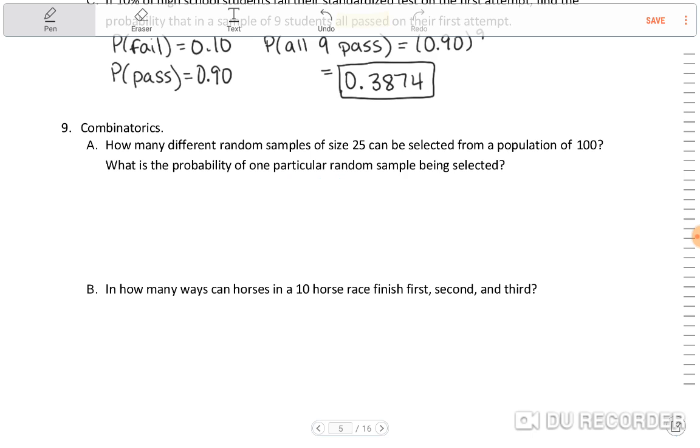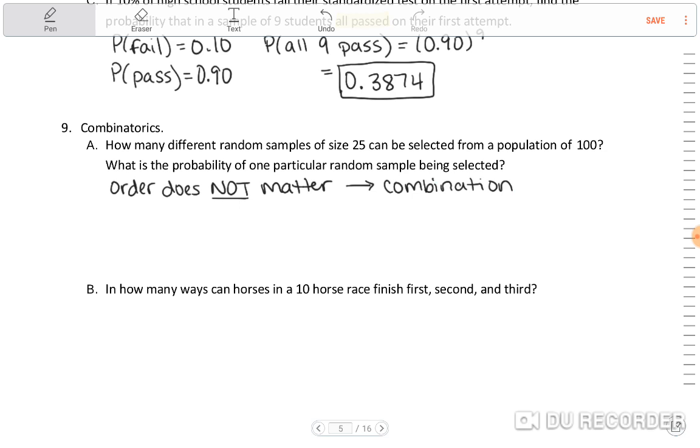Okay, well, does it give any indication that order is important here when we select these 25 random samples, right? When we make these random samples of size 25, does it say anything about the order mattering? No, it doesn't. So we'll say, well, order does not matter. So if order does not matter, that means that we're going to use a combination.